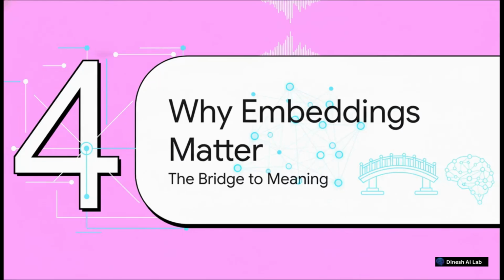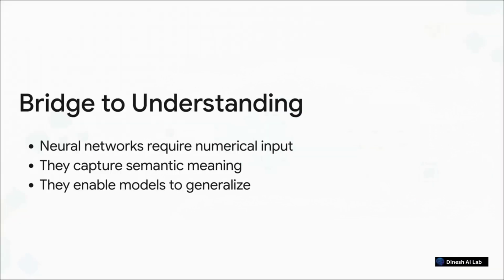So let's just take a second to recap why this whole transformation from a simple ID to a complex vector is so incredibly important. So here's the bottom line. Embeddings are the bridge. They are the thing that provides the meaningful numerical input that neural networks need to even function. They capture all those subtle relationships between words, which allows a model to go way beyond just memorizing things and to actually start understanding new sentences it's never seen. This is the foundation that makes everything from Google Translate to your favorite chatbot actually work.